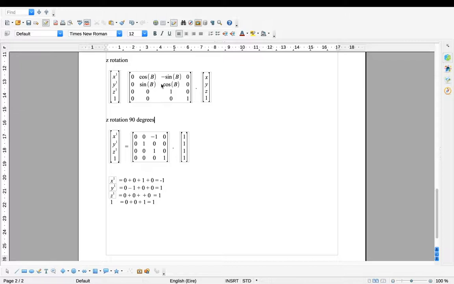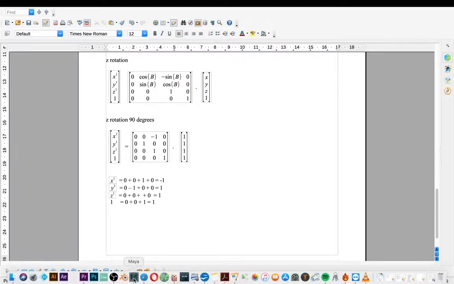This is the matrix formula for a rotation in the z-axis. I'm going to rotate by 90 degrees, so this is how the matrix would look, and it'll be multiplied to find the new x, y, and z coordinates. We'll multiply that out by the original coordinates, and we get minus 1, 1, 1.